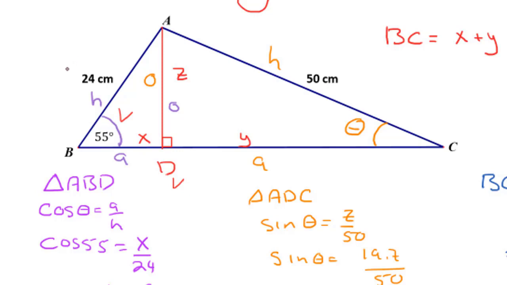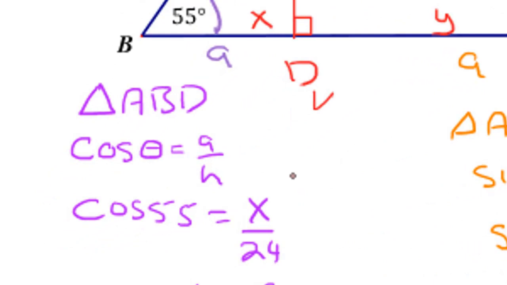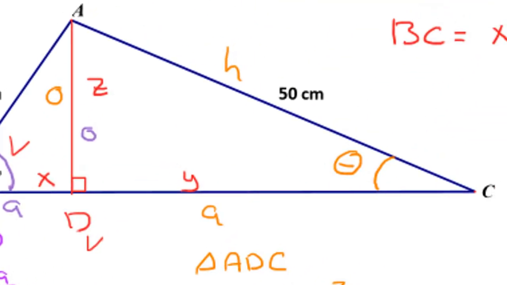Given the information in that right angle triangle, I can use cosine of theta equals adjacent over hypotenuse. Substituting in what I know, I get cosine 55 equals x over 24. Cross multiplying to isolate the x, I get x equals 13.8. In the right hand triangle, I'm not given angle theta, and I need to know at least one of these two angles in order to use my primary trig ratios to determine the length of y.